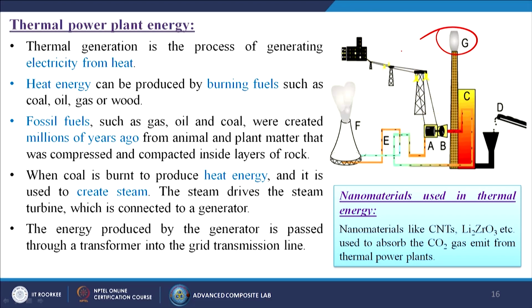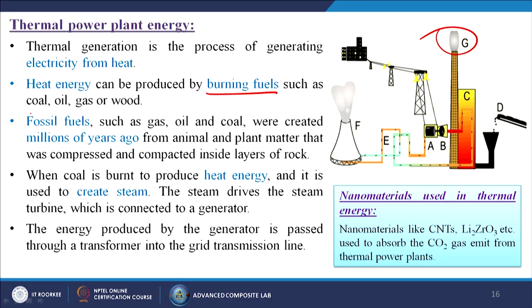So, automatically it is generating certain kinds of toxic gases which go into the environment. Not only that, sometimes very fine coal particles also come into the systems or the environment, which is not good for our health.